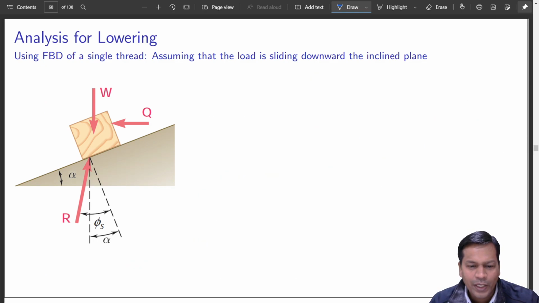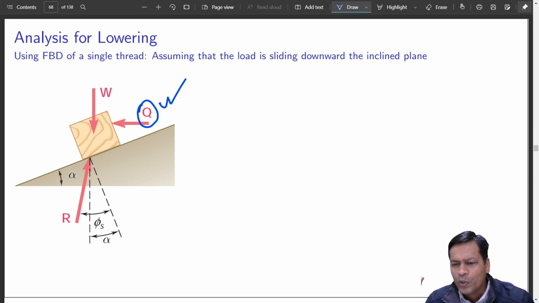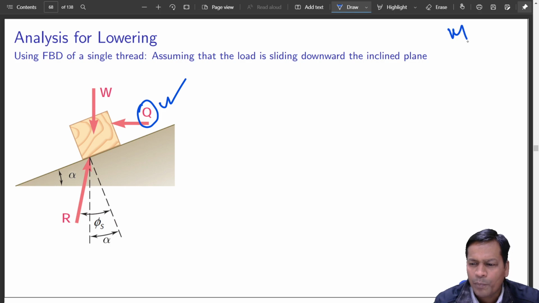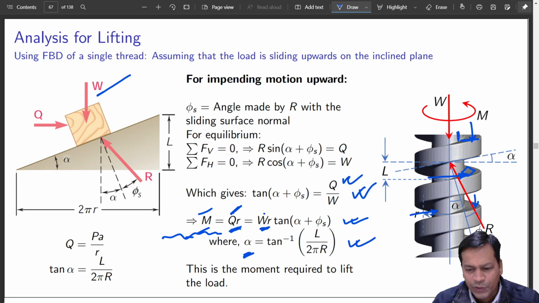So now we'll do analysis of lowering. Lowering means you are unwinding the thing. You want to put it down, bring it down. So in that case, the effective force will act like this. Q will have no role later on. You have to deal with the moment. Moment is equal to Q into R. External force creating a moment. Q is just for the analysis purpose. In the end result, mostly you don't find Q.